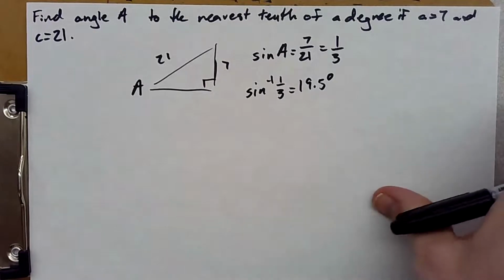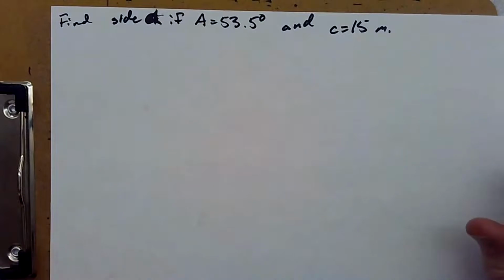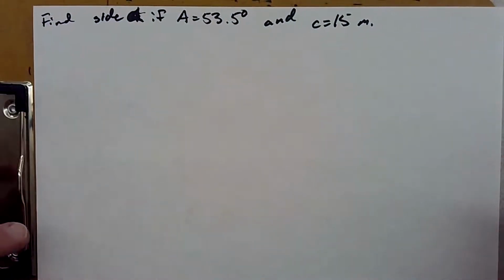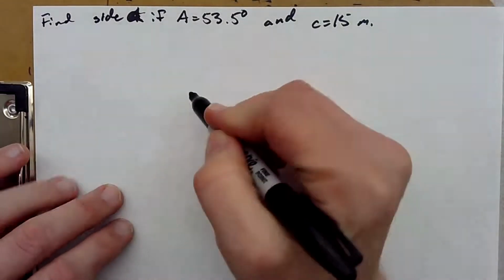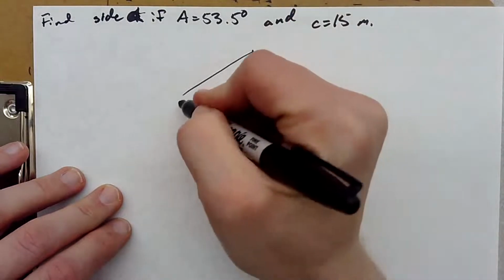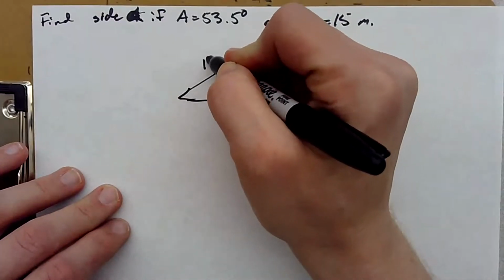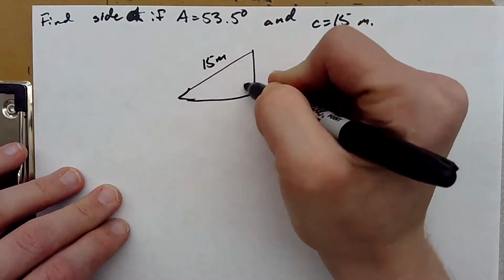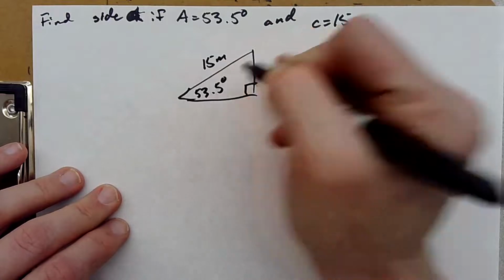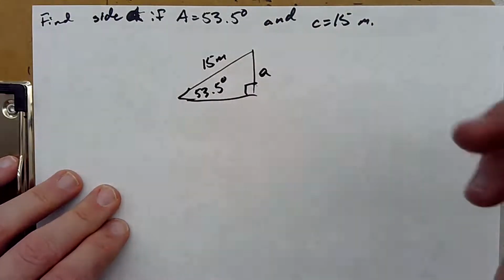Okay, next up, find side A if A is 53.5 degrees and C is 15 meters. So again, here is our triangle. Side C is 15 meters. This is a right angle. Here is angle A, 53.5 degrees. And this is side A.